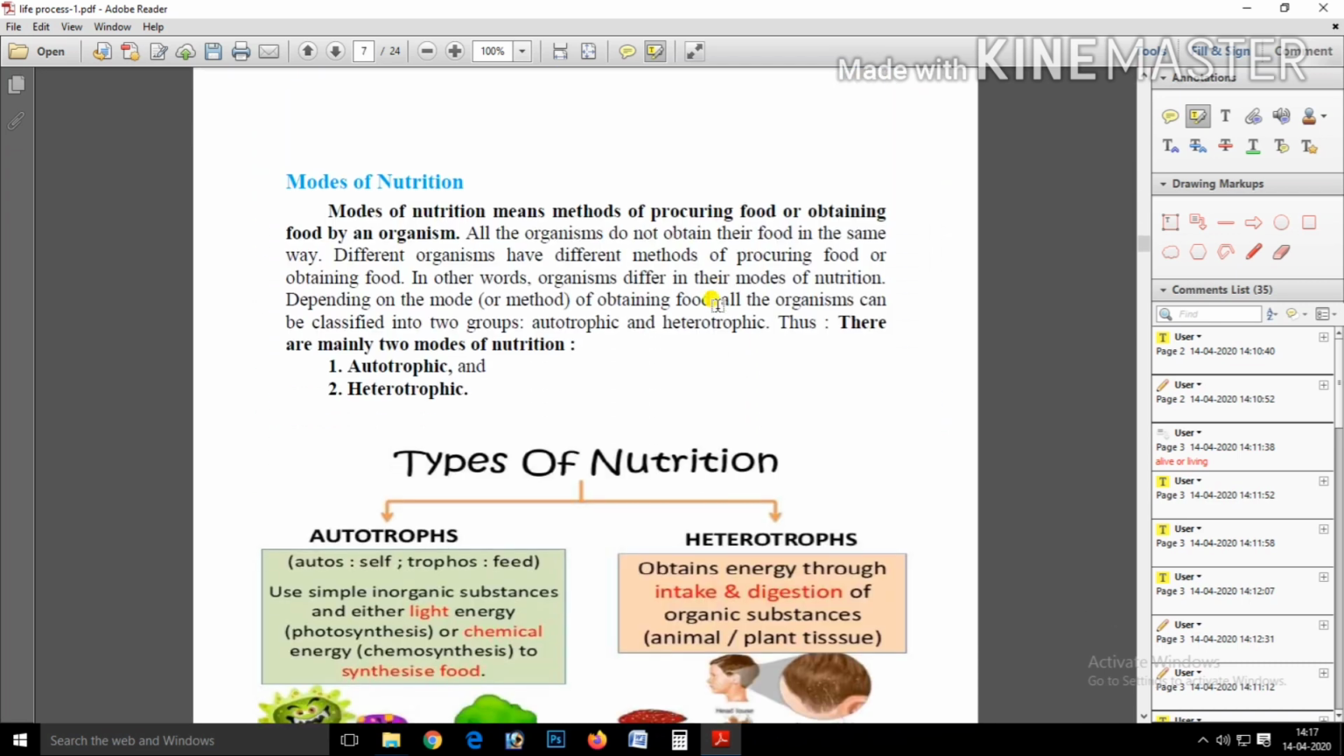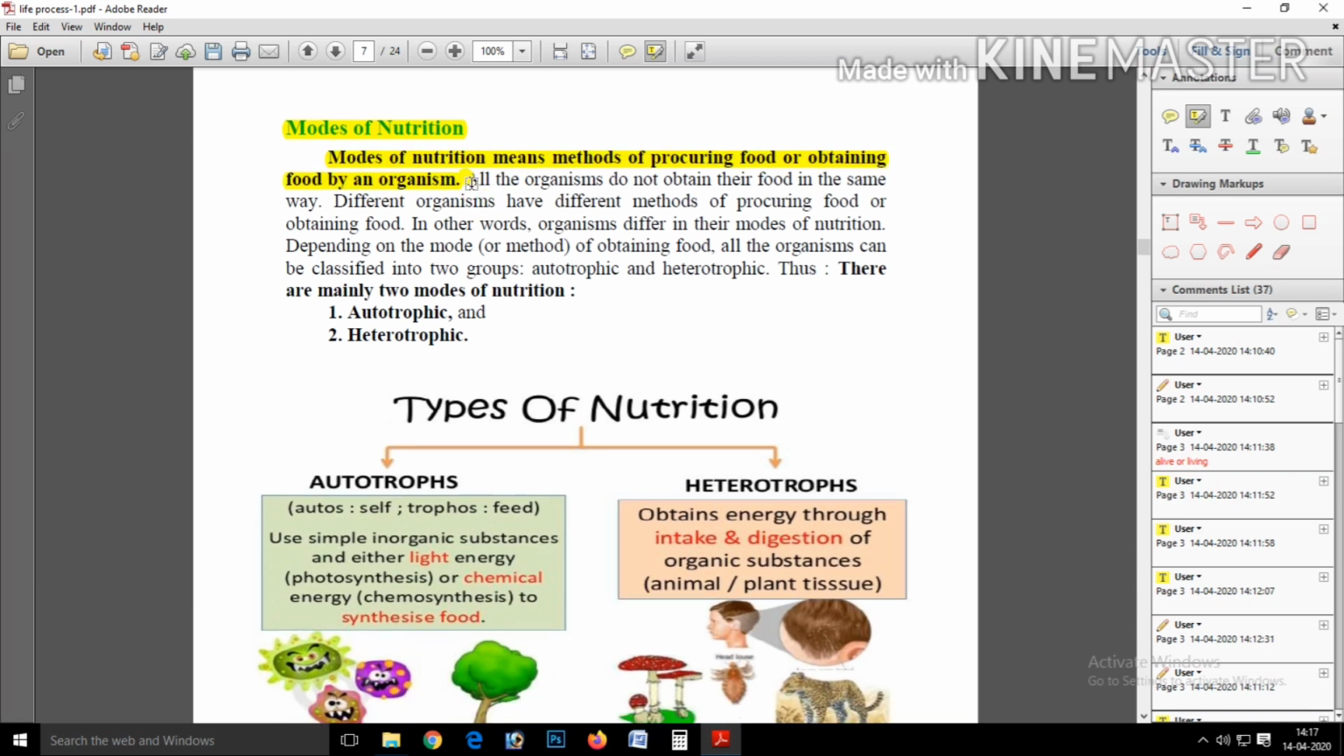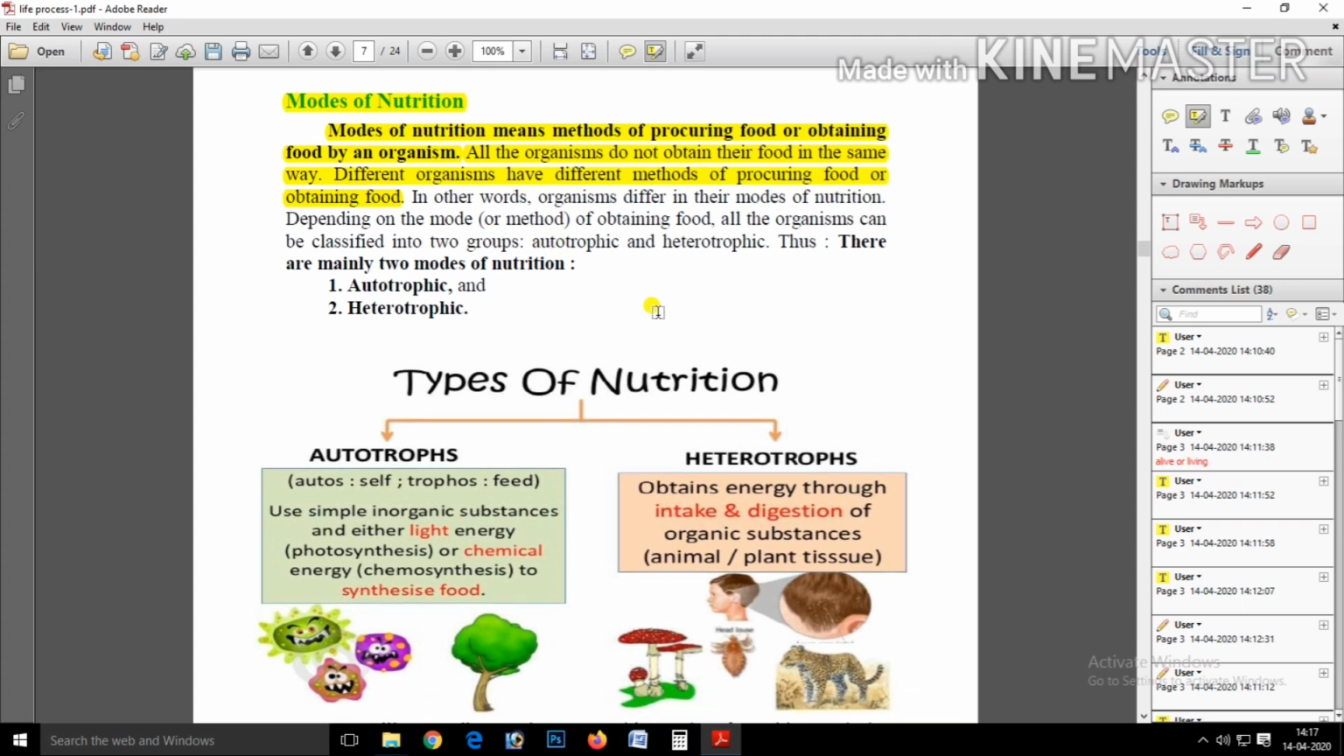Now comes the modes of nutrition. What is modes of nutrition? Modes of nutrition means methods of procuring or obtaining food by an organism. You can see all the organisms do not obtain their food in the same way. Different organisms have different methods for obtaining it. This will be clear by an example.